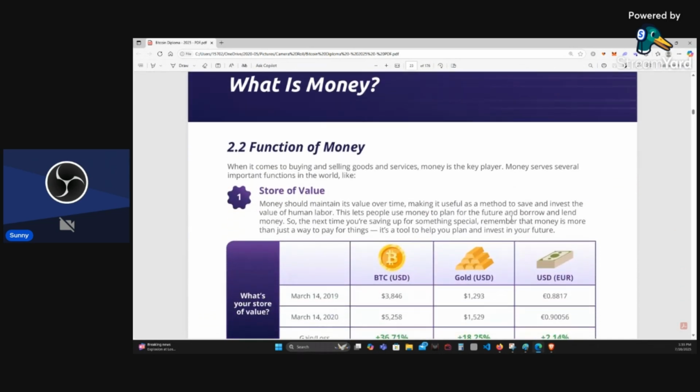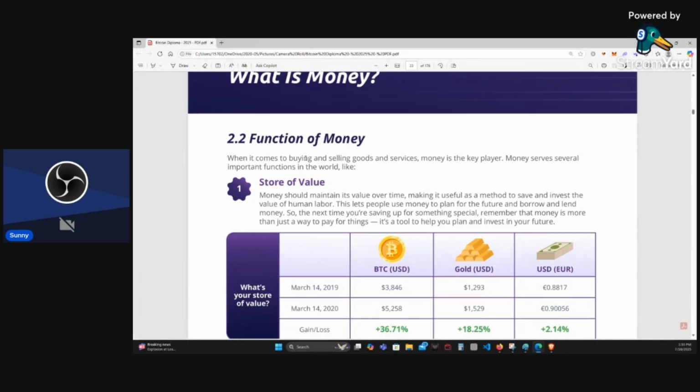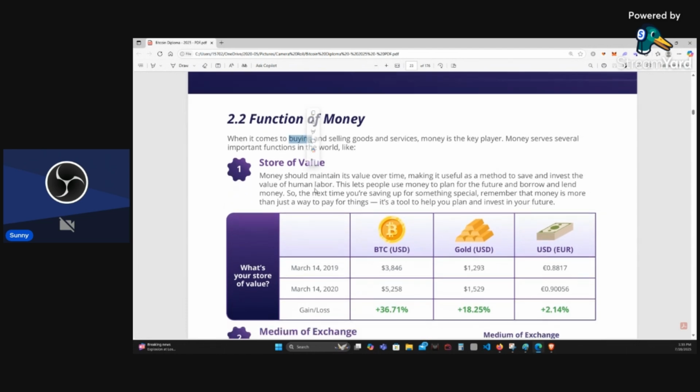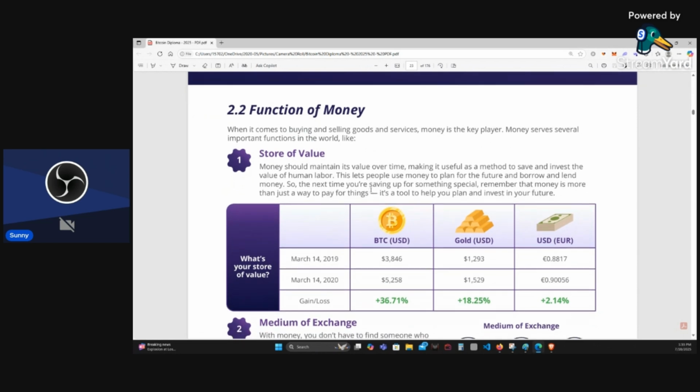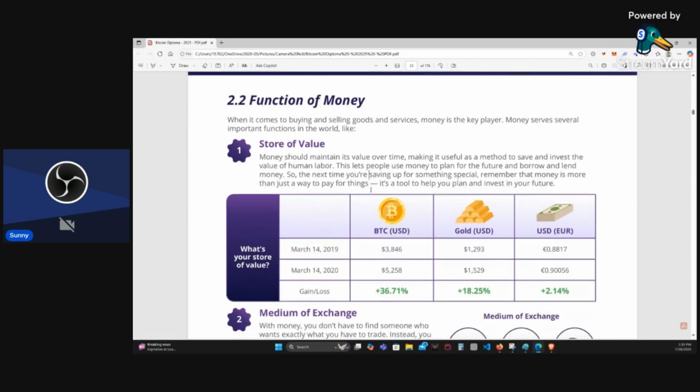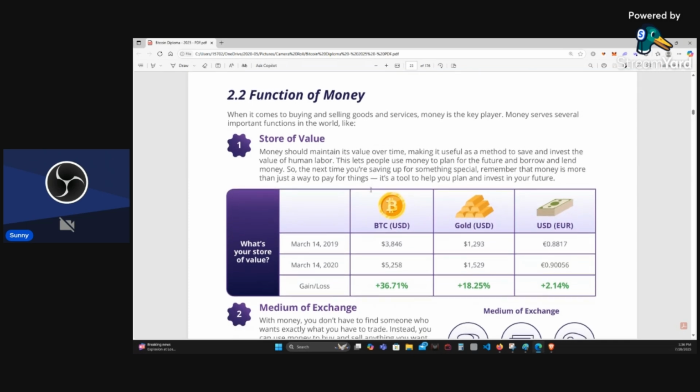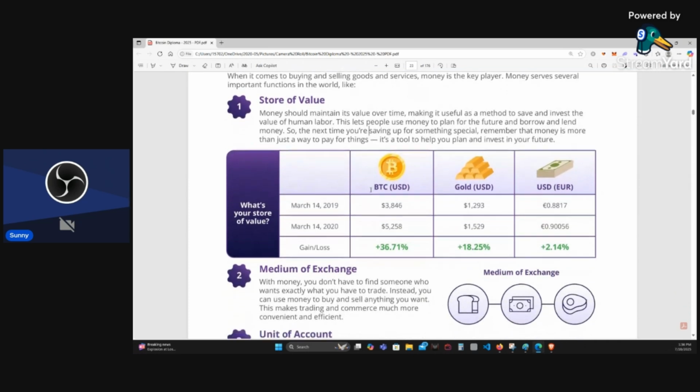So here are the functions of money. When it comes to buying and selling goods and services, money is the key player. Money serves several important functions in the world. Number one, store of value. Money should maintain its value over time, making it useful as a method to save and invest the value of human labor. This lets people use money to plan for the future and borrow and lend money. So the next time you're saving up for something special, remember that money is more than just a way to pay for things. It's a tool to help you plan and invest in your future.